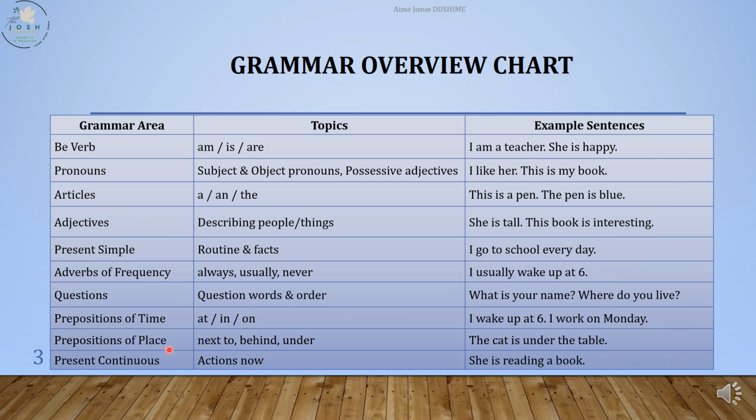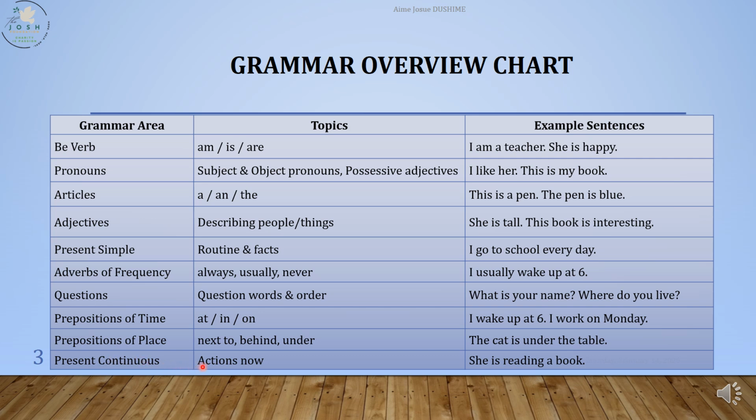We learned how to use also prepositions of place. In preposition of place, we learned next to, behind, under, over, above, in front of, inside, and we also learned how to use at, in, on also as a preposition of place. The cat is under the table. You can go back and review some more prepositions of place deeply in the lesson that we learned talking about prepositions of place.